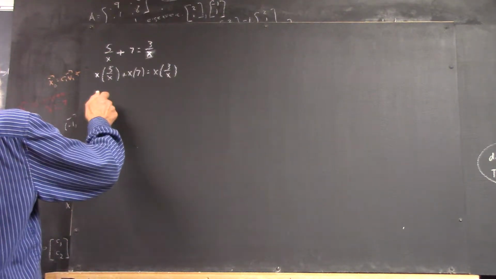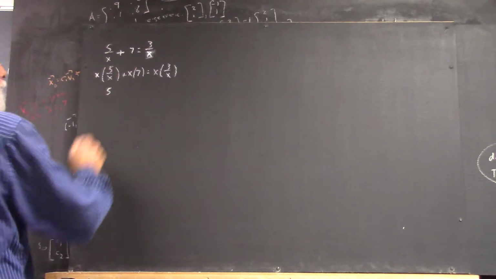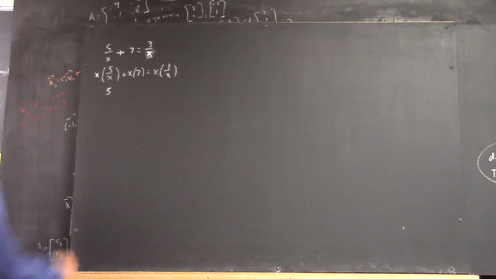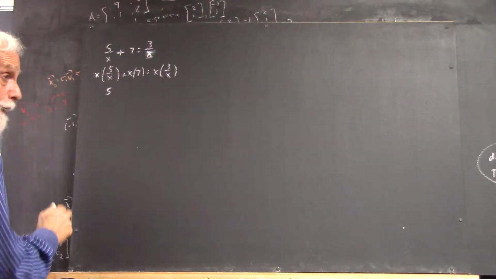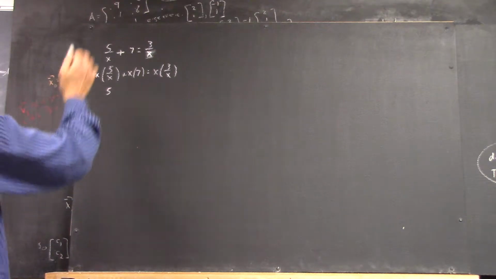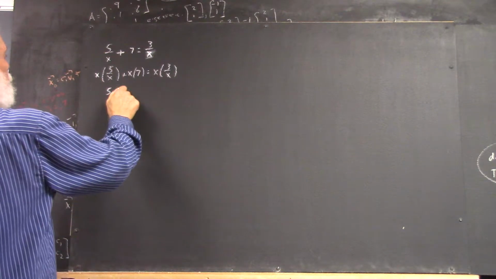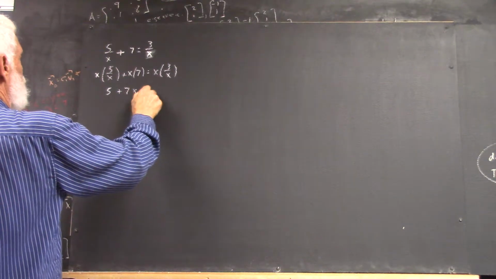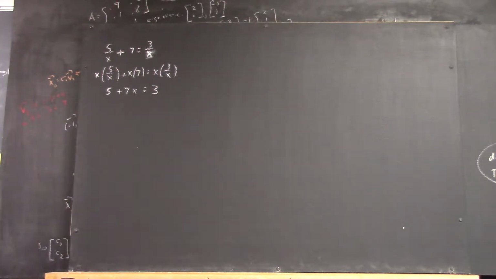Okay, so x times 5 over x is 5, right? You can write that as x over 1 times 5 over x, right? Rearrange it to x over x times 5 over 1. You get 5. Then you get 7x, and that equals 3. Okay?